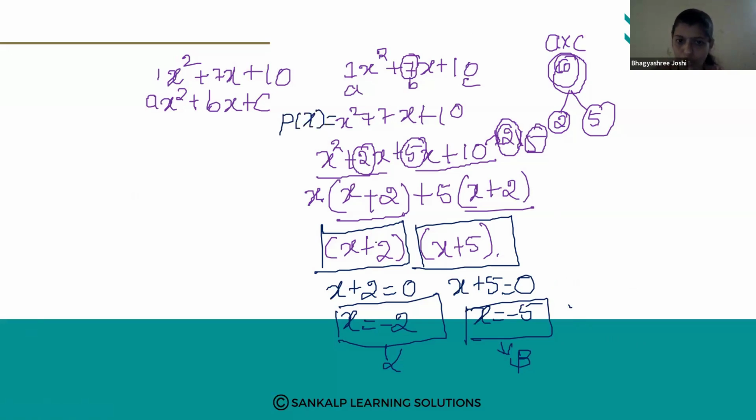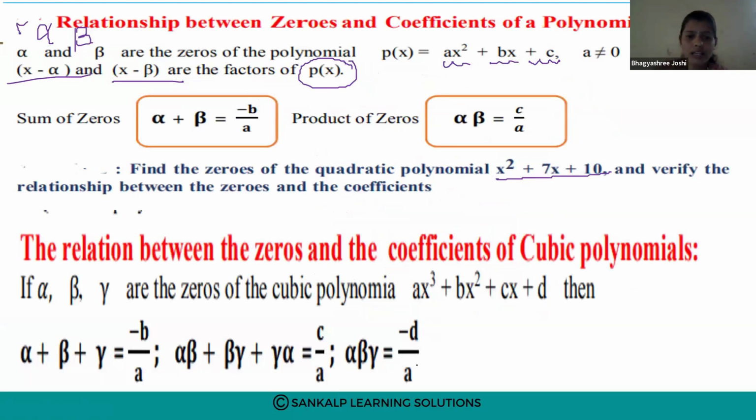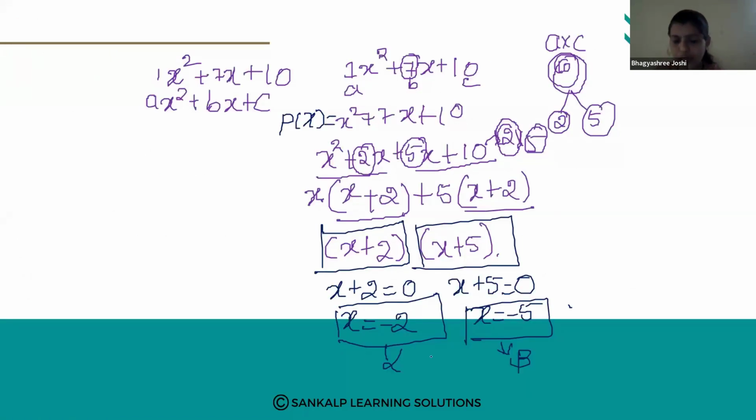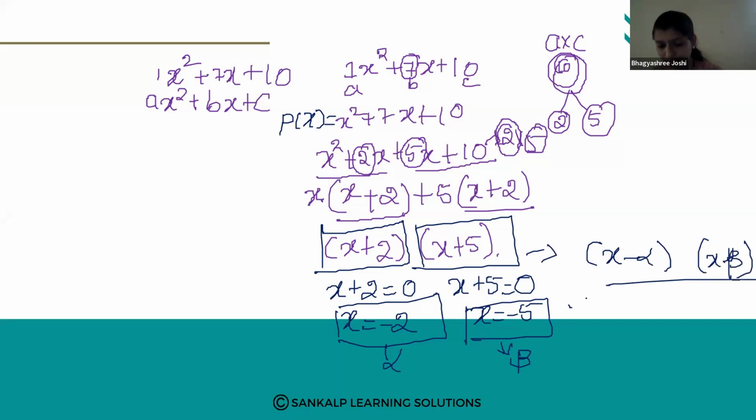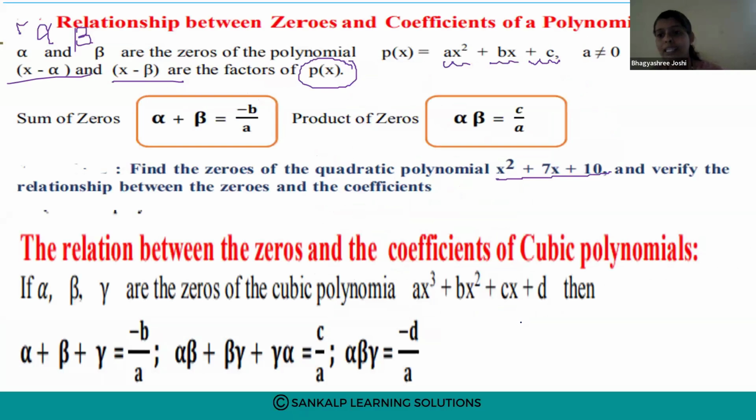P of x is equal to 0 gives the zeros, that is x is equal to minus 2, x is equal to minus 5. So alpha and beta, two zeros we got. So see this factor x plus 2 and x plus 5, what do we call this? This is in the form x minus alpha and x minus beta. Okay, x minus alpha and x minus beta. So alpha and beta are the zeros of the polynomial.